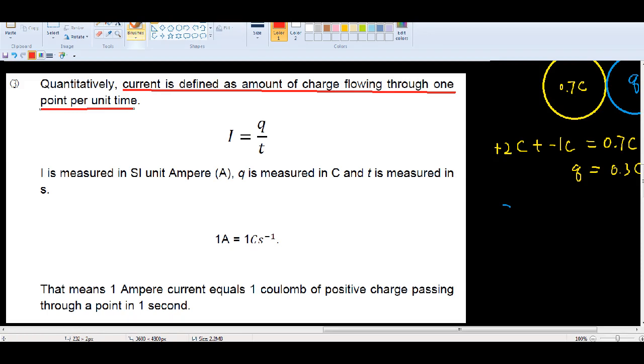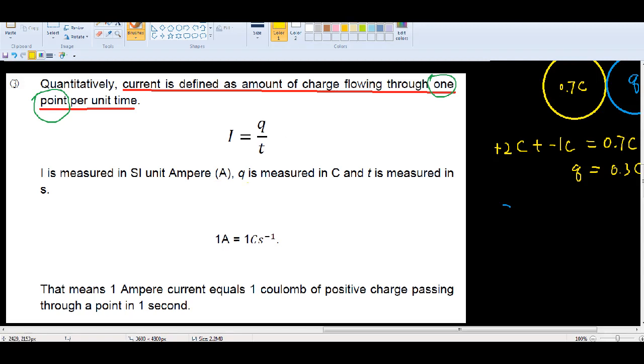Okay, so there are several things. So current is measured at what? A certain point. One point. So at different points, current might be different. Okay. And also it's about the charge flow per unit time. So it's Q over T.